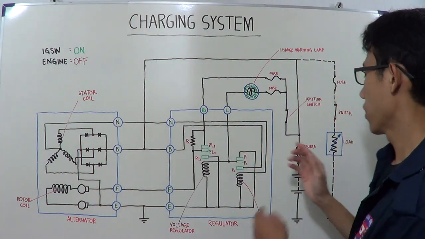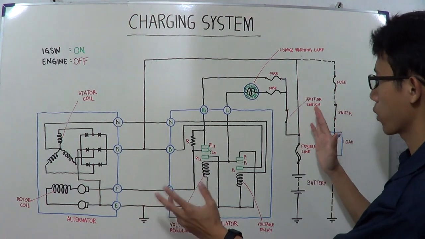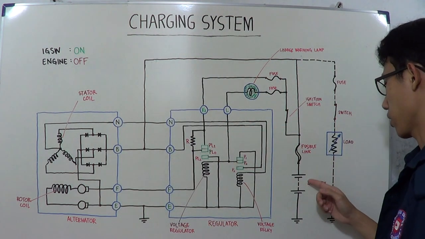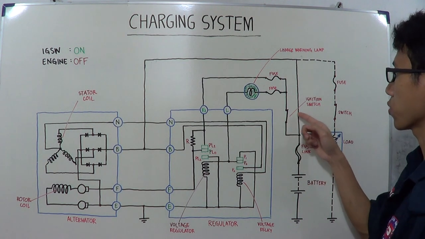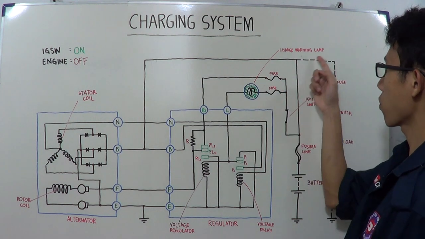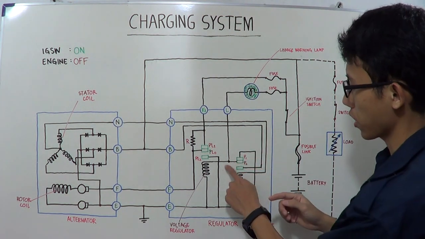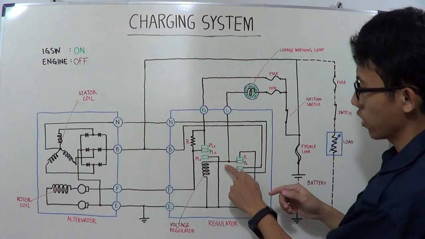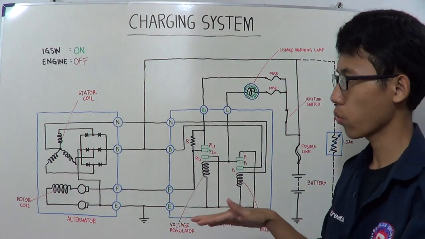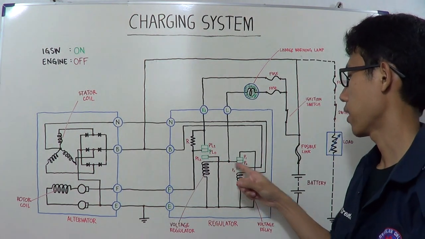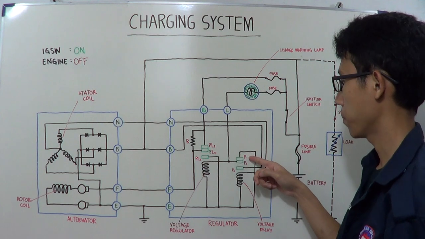The second circuit that is working in this condition: from the battery, electric current flows to the fusible link, turns left, turns up to the ignition switch, turns left to the fuse, to the charge warning lamp, turns down to the L terminal of the regulator, turns down, and as you can see, this is another junction. The electric current, as I mentioned before, chooses the easiest way it can flow, and it chooses P0 instead of the voltage regulator, P0 and P1.